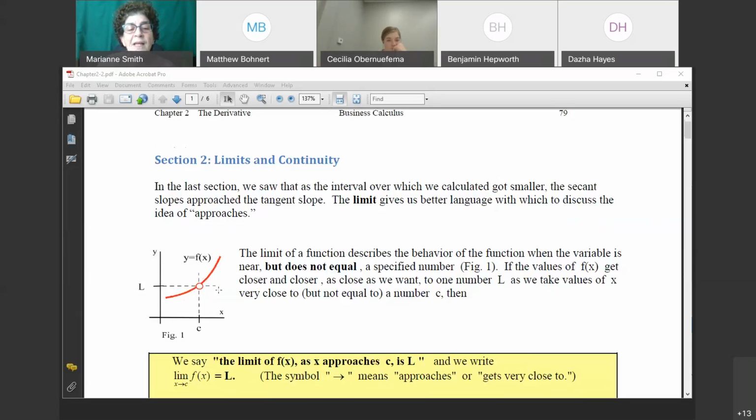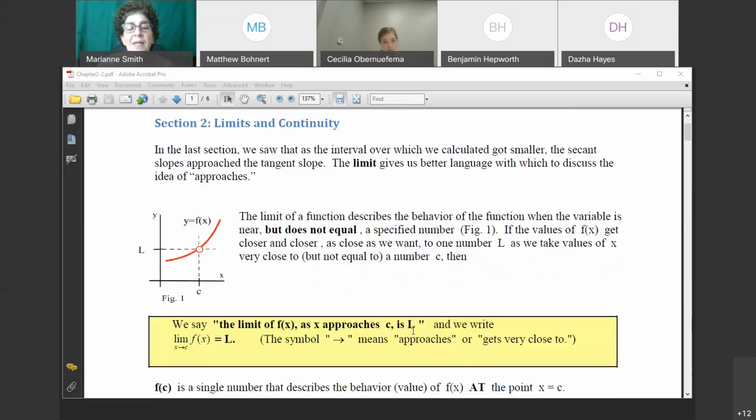Now, what's important to realize is it doesn't matter what happens right at the value x equals c, because you can tell in this graph the value of the function's not defined there. There's a hole there. But the fact that the value at x equals c isn't defined doesn't mean you can't have a limit, right? Because my y values are getting closer to L as I come at c from the left and I come at c from the right, then that limit exists. We could say the limit of f of x as x approaches c is L.